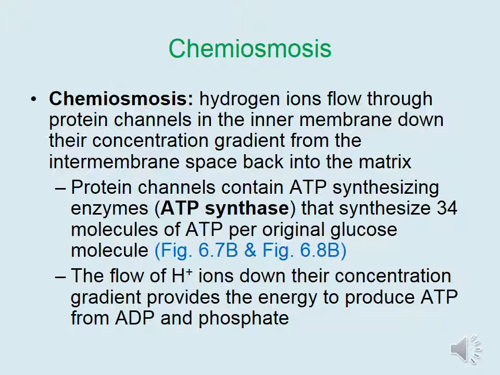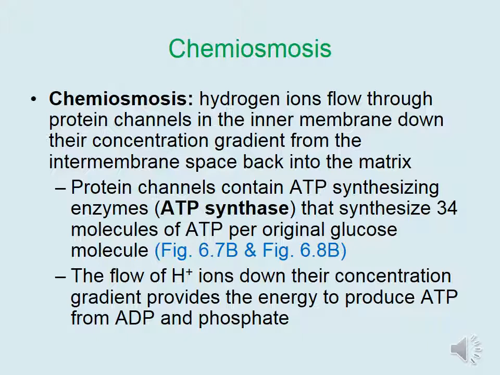The step after the electron transport chain is called chemiosmosis, and this occurs when hydrogen ions flow through protein channels in the inner mitochondrial membrane back down their concentration gradient from the intermembrane space back into the matrix. These protein channels contain ATP synthesizing enzymes called ATP synthase that synthesize 34 molecules of ATP per original glucose molecule.